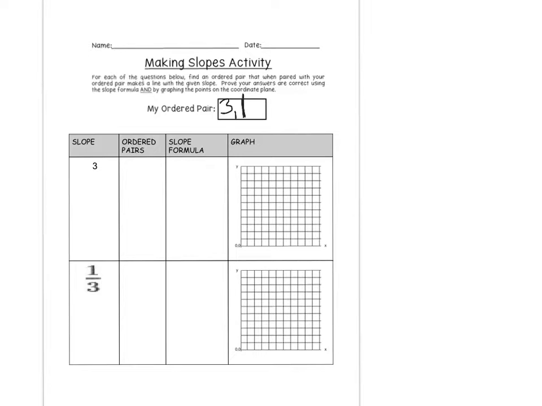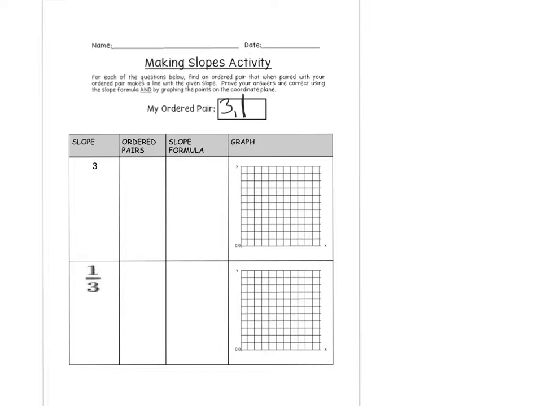Now my job is to find the slope that is given to me in the box. So if we look right here, this slope is the slope 3. So I need to use my ordered pair 3, 1 and some other set of ordered pairs to find a slope that equals 3. So how I'm going to do it is I'm going to think of my ordered pair 3, 1 as my first set of pairs, so x sub 1 and y sub 1. And then I'm going to try to find different ways to make the number 3 over 1.